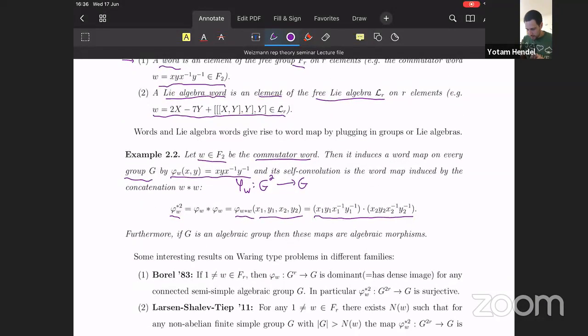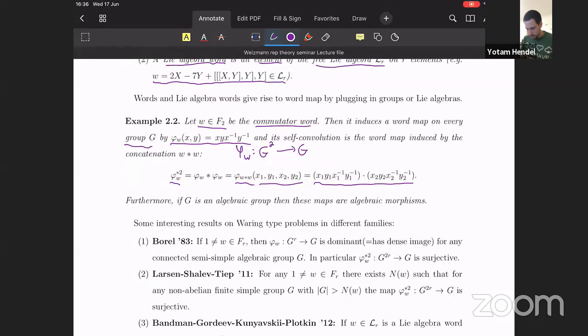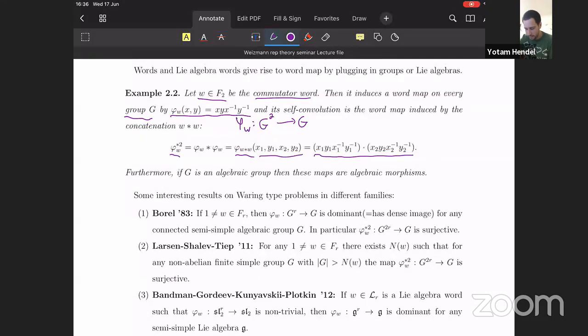So let me name a few interesting results about uniform Waring type problems. And just to emphasize, so when I say Waring type problem, it's clear what I mean. A Waring type problem is just what you get when you replace natural numbers by some algebraic structure and ask how many convolution powers you need so that you have a surjective morphism.